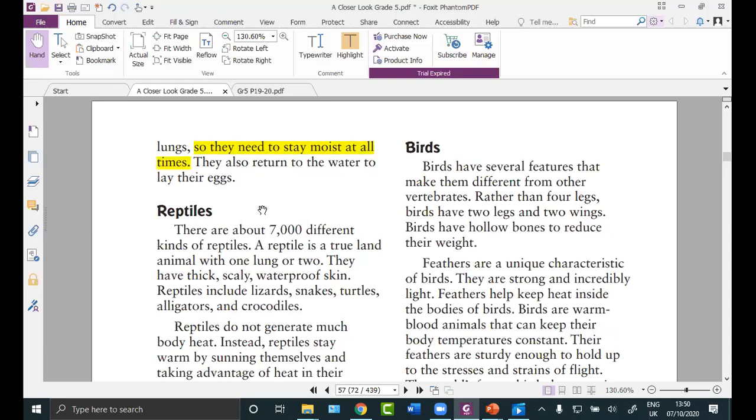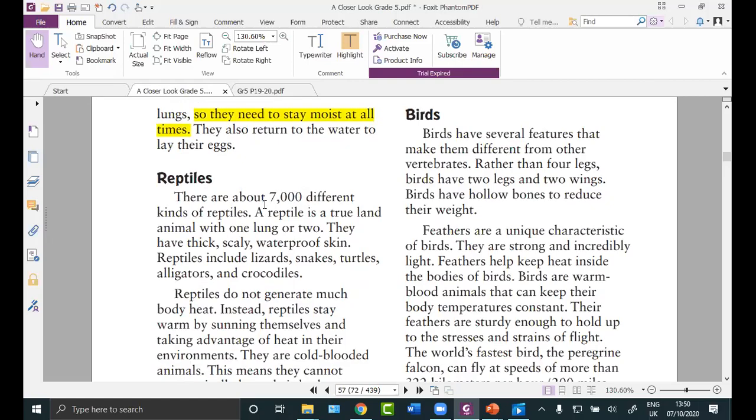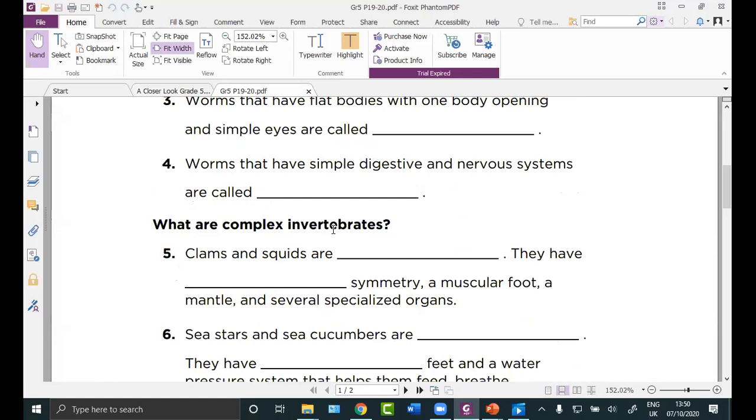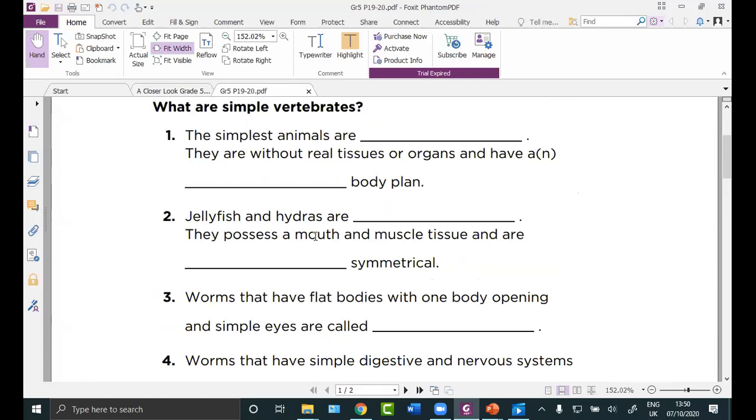Okay. Thank you. We will leave reptiles to the next lesson. Now, if you have any questions, you can ask. No, thank you. Go to the workbook. Mister, what does arthropods mean in Arabic? I don't speak Arabic.